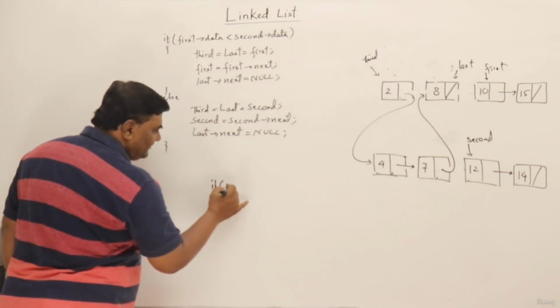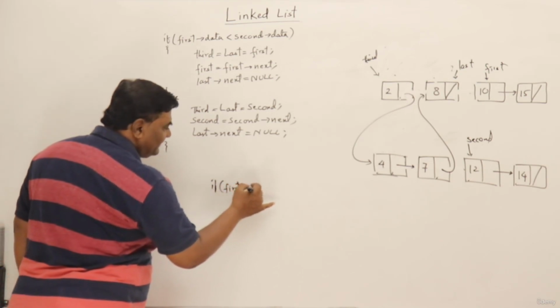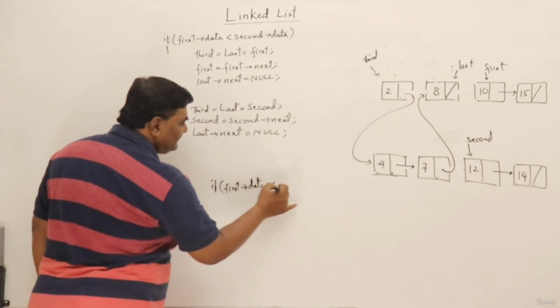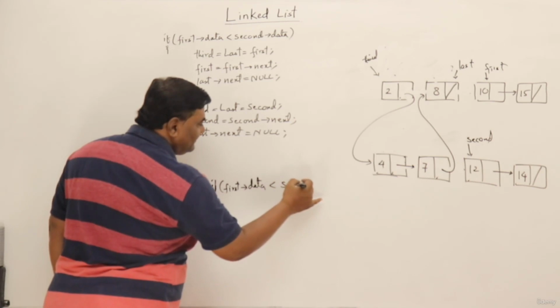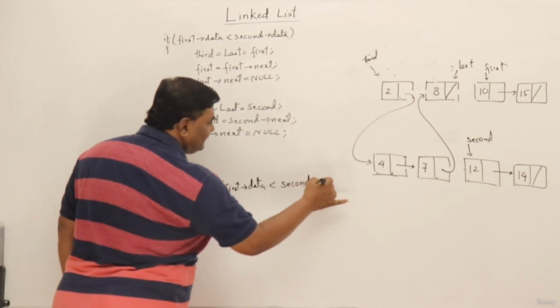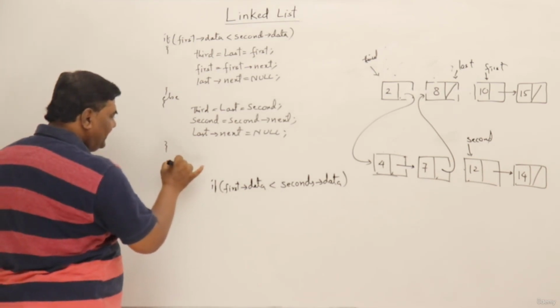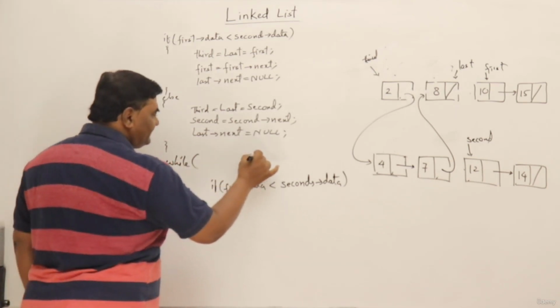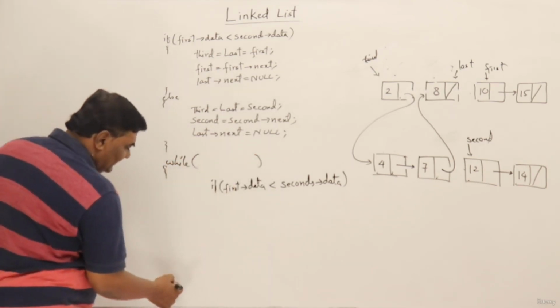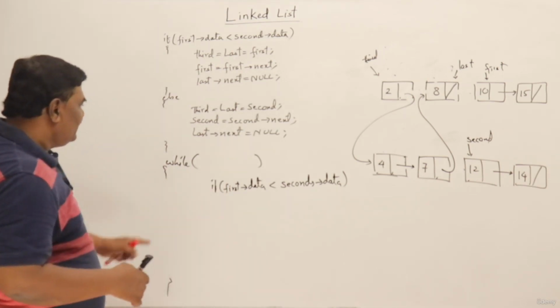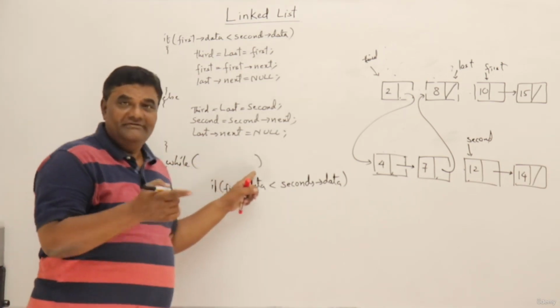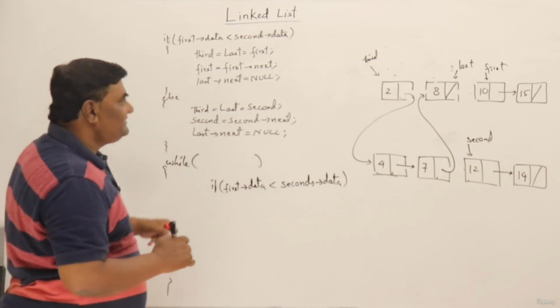If first data is less than second's data. This is a repeating part. So here we will be having a loop, right? This is a part of the loop as we are going on repeating this. So what should be the condition in the loop? I will show you afterwards. But let us see this one.